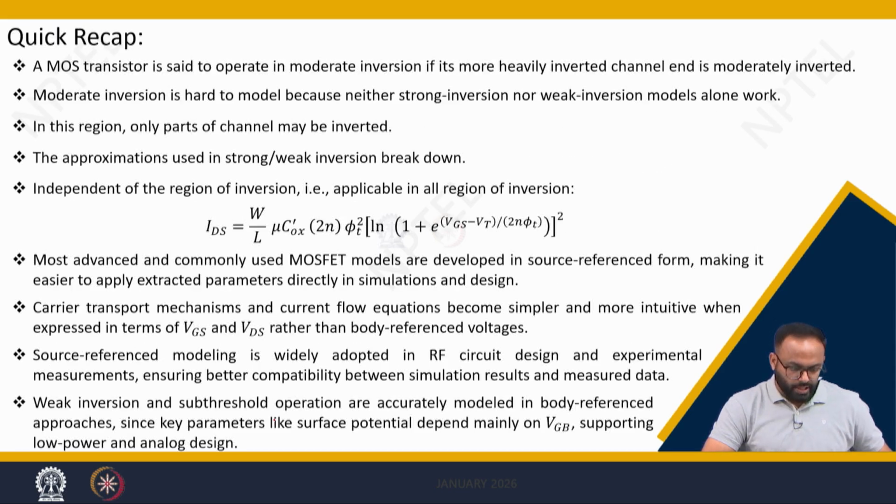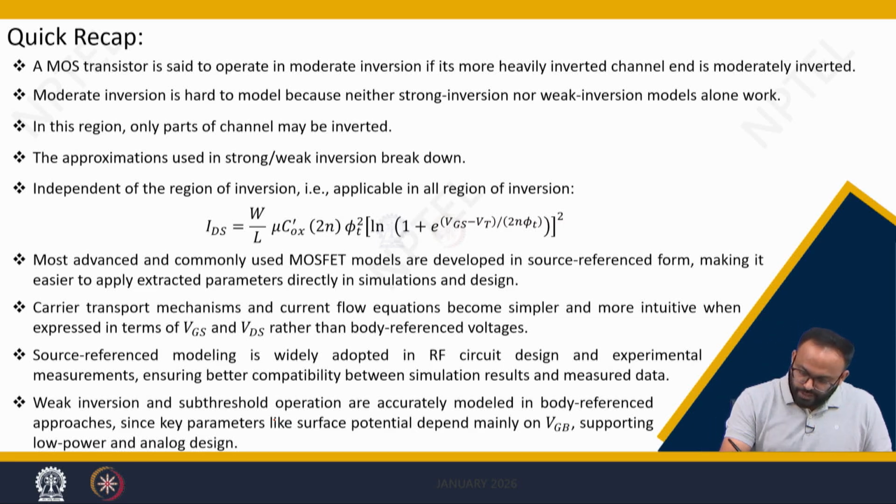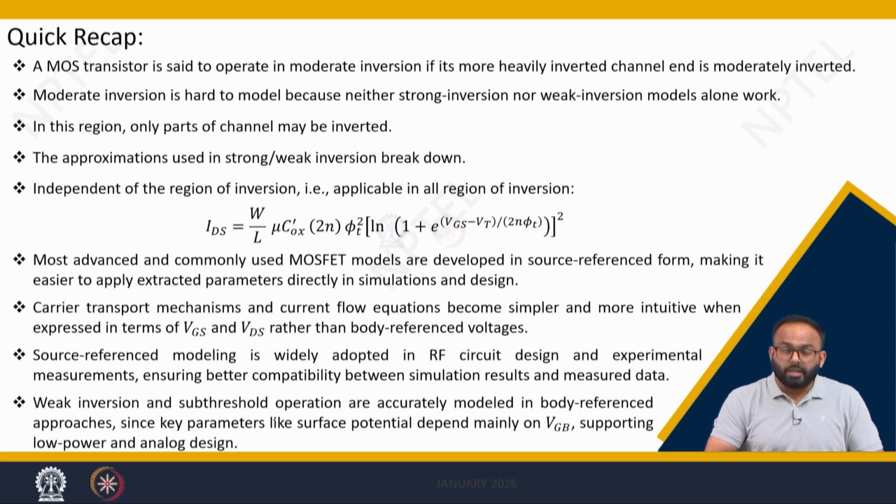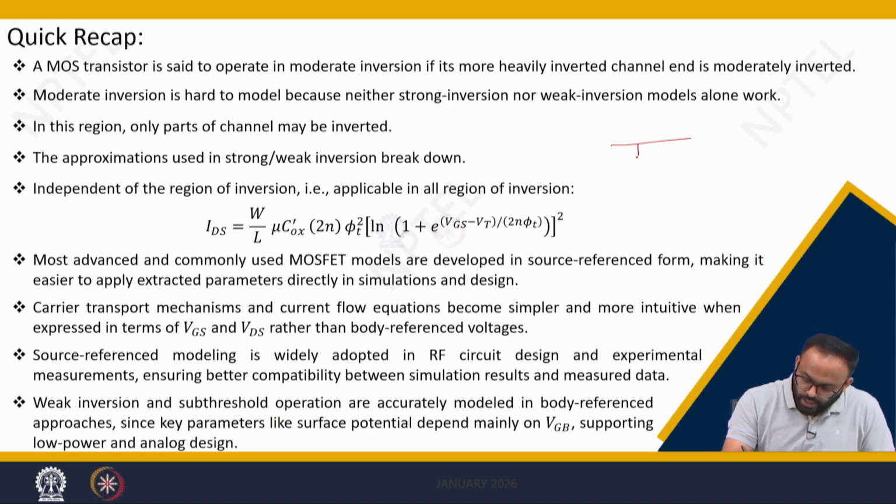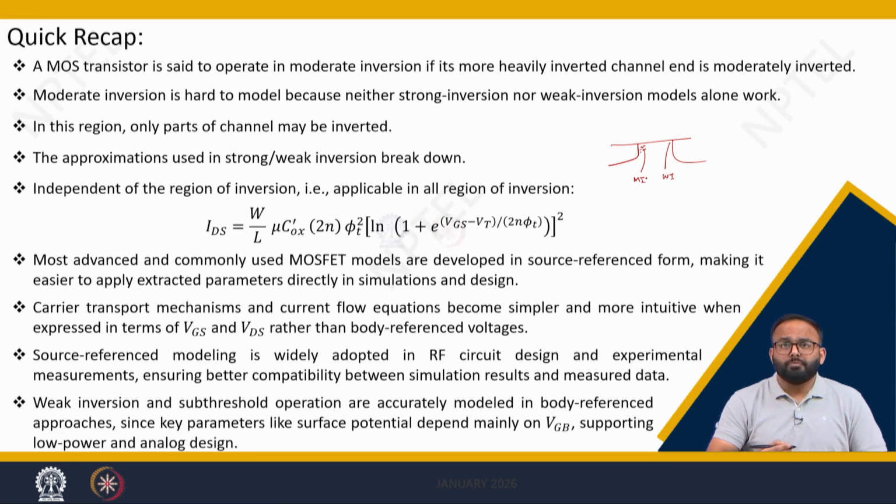Let's do a quick recap before starting this lecture. In the previous lecture, we said that a MOS transistor can be operated in moderate inversion when its heavily inverted region is in moderate inversion. For example, my source is operated in moderate inversion and drain is in weak inversion. So, this is weakly inverted, this is moderately inverted. My operation of MOSFET can be termed as moderate inversion.